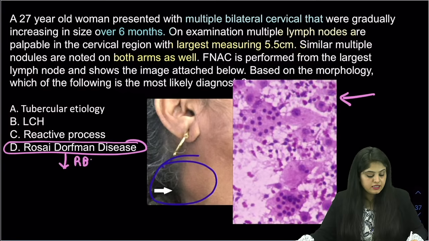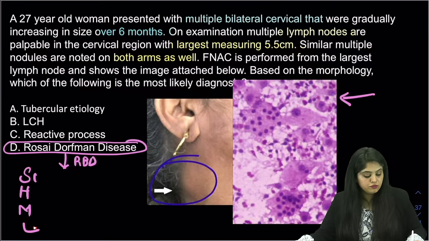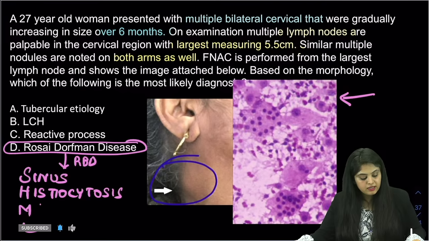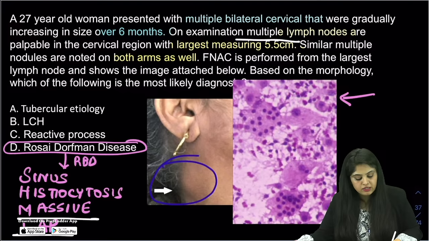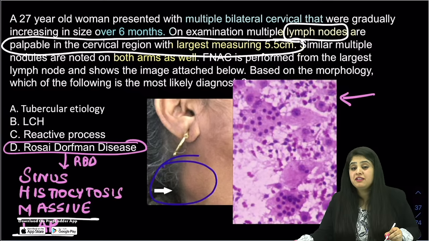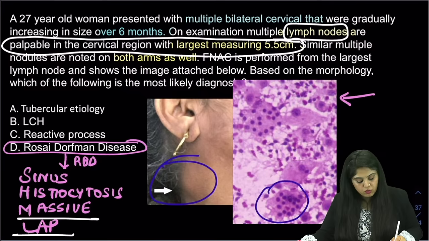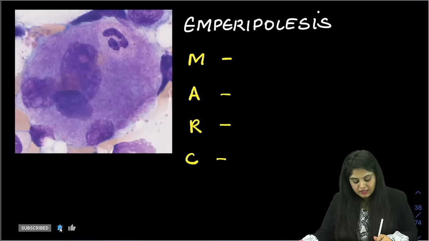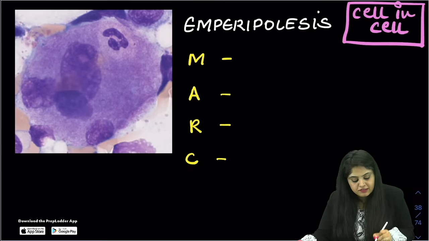Rosai-Dorfman disease, RDD, is also known as sinus histiocytosis with massive lymphadenopathy. So first and foremost, I saw massive lymphadenopathy in the question. There were lots of lymph nodes and some large lymph nodes measuring 5, 5.5 centimeters, huge for a lymph node. After that, this picture. Yes, this was the trick over here. What is this picture? There was one big cell that has eaten up a lot of small cells. This is a case of emperipolysis. That's the next picture that you have to know. Cell in cell appearance. You will always see a big cell and that big cell has eaten a small cell.